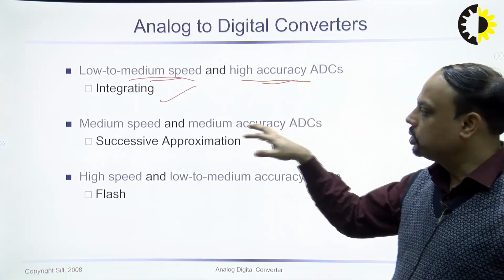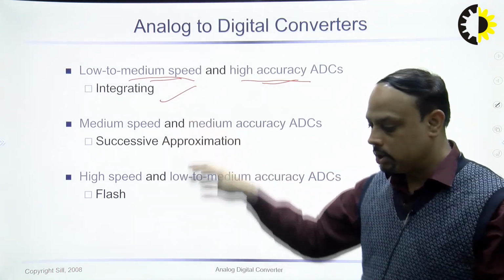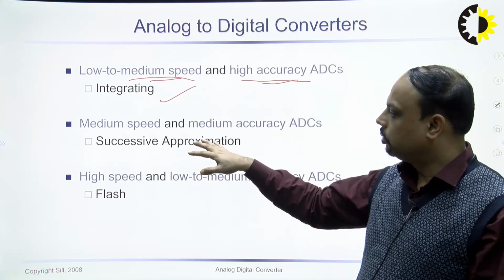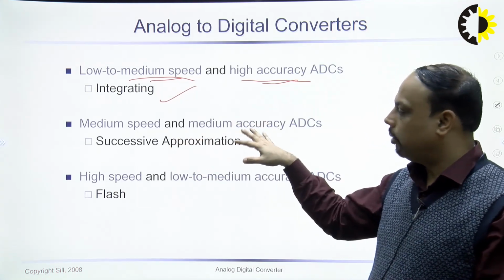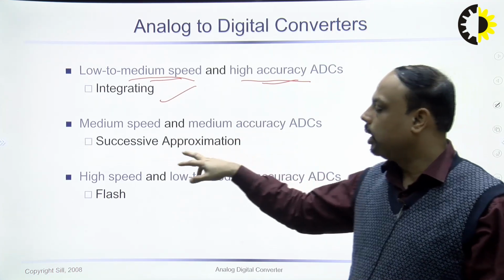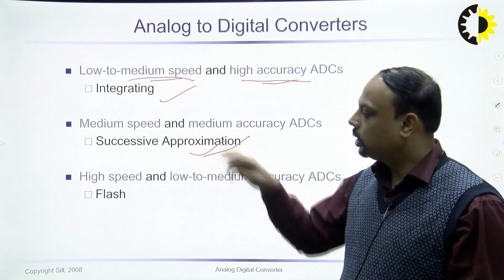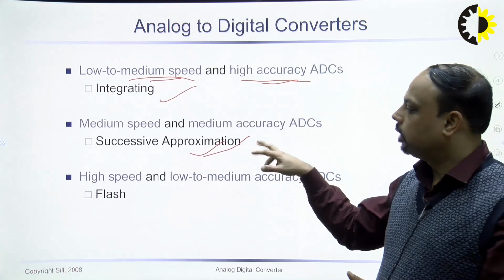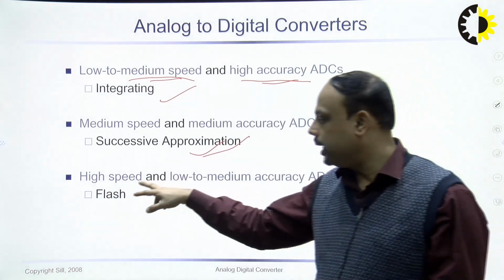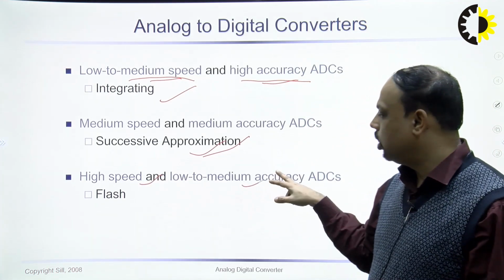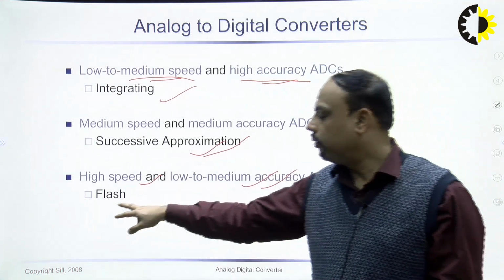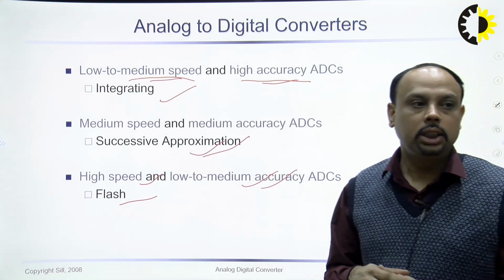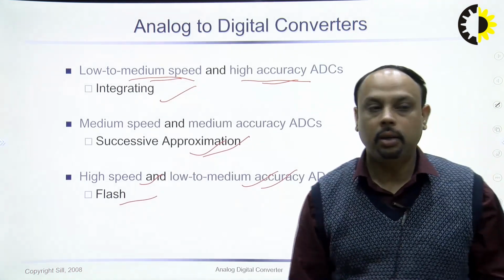While if we use medium speed analog to digital converters, the speed is medium and the accuracy is medium, and for this kind of operation successive approximation type converters are used. While for very high speed but low to medium accuracy, the flash type converters are used that convert the incoming analog signal directly into digital signal.